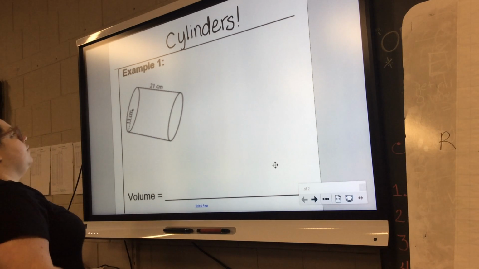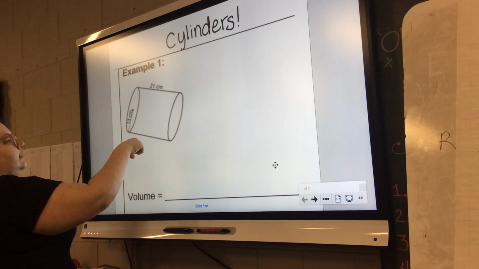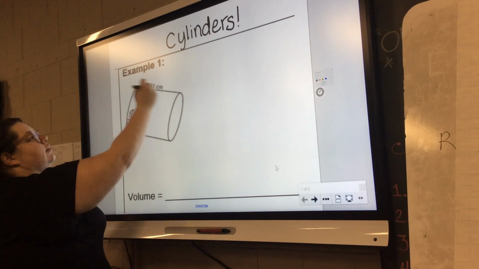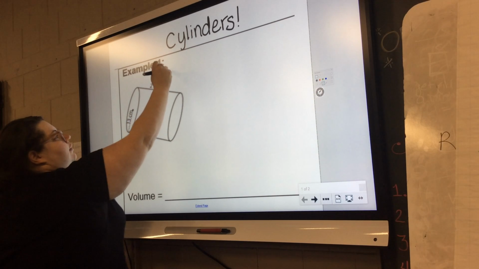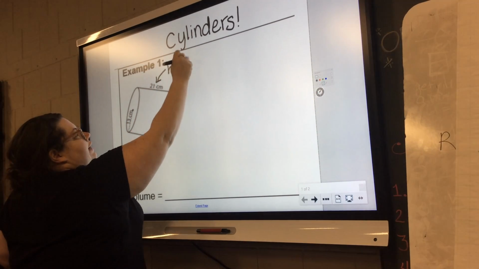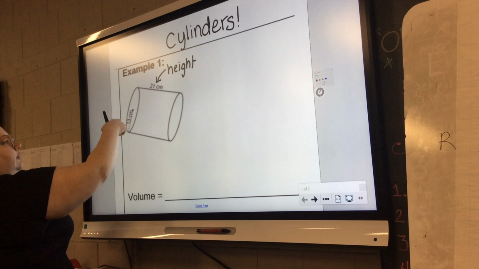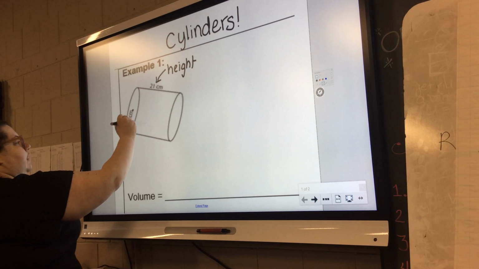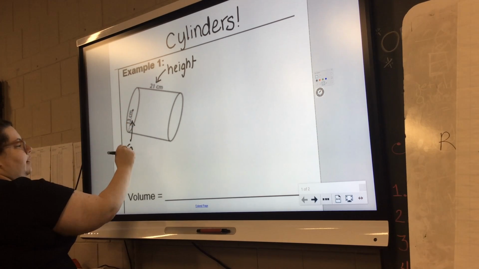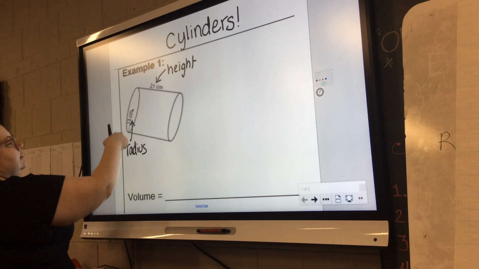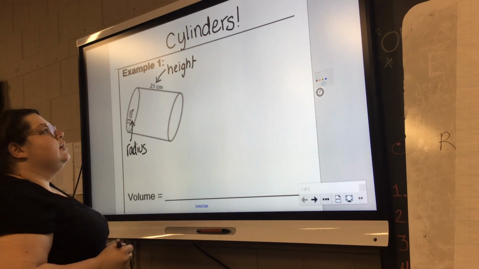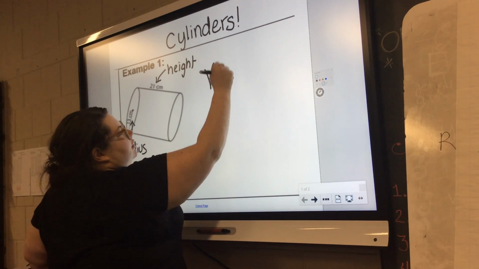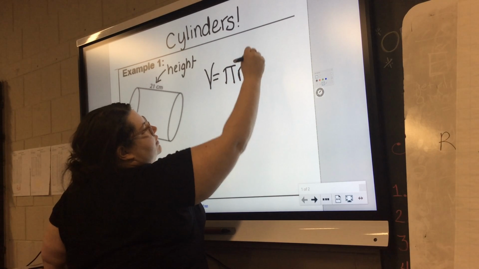Okay? So first we're starting off with a picture of a cylinder, and even though it's tilted to its side, we know that this long part is the height. That's because the part that's always on the circle is either the diameter or the radius. In this case, it's the radius because it's halfway from the middle of the circle to the edge. Okay? So the volume of a cylinder formula is volume equals pi r squared times h.